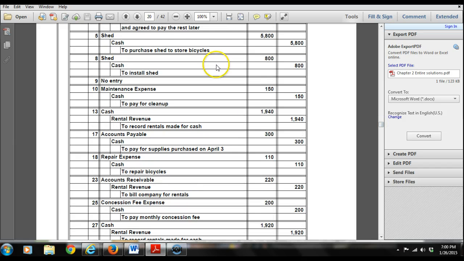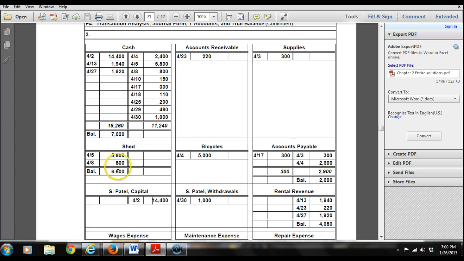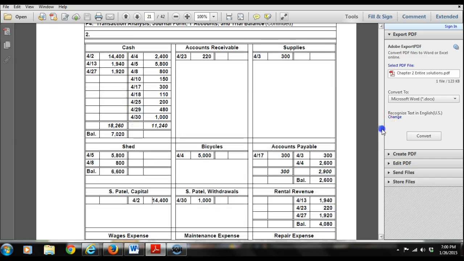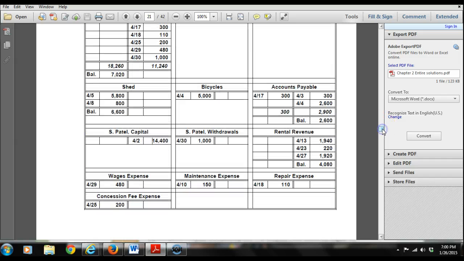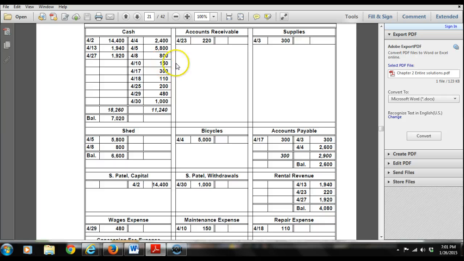Next, we also have a debit to shed of $800, a credit to cash for $800. As you see here, April 8th, debit to the shed of $800, credit to cash for $800. Next, we have a maintenance expense of $150 and a credit to cash of $150. We'll go to our maintenance expense. April 10th, a debit for $150, and then up here in cash, we have a credit here for $150.